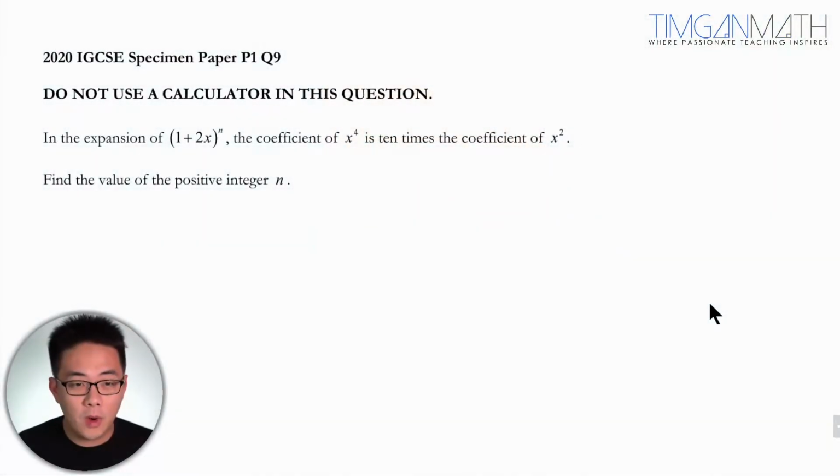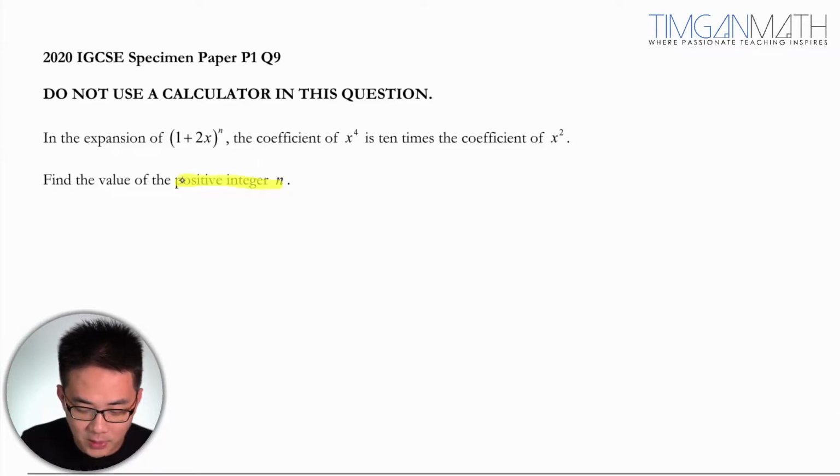Hi students, let's look at this question here, which was taken from the year 2020 IGCSE Specimen Paper 1, question 9. This question is on binomial theorem, I believe. So let's see how we can solve this proficiently. You're given in the expansion (1 + 2x)^n, where n is a positive integer. So this is binomial theorem, right? The coefficient of x^4 is 10 times the coefficient of x squared.